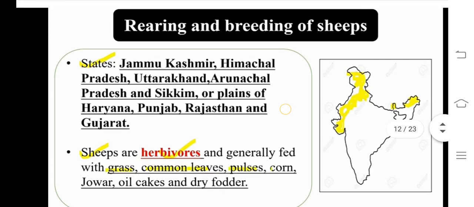Next, children. Okay. So, ma'am, in which states are we rearing and breeding sheep, ma'am? What are the states, ma'am? See, already we know that sheep are herbivores, right? They generally feed on grass, common leaves, pulses, corn, jawar, oil flakes, and dry fodder. Clear, children? Herbivores means plant eating animals.